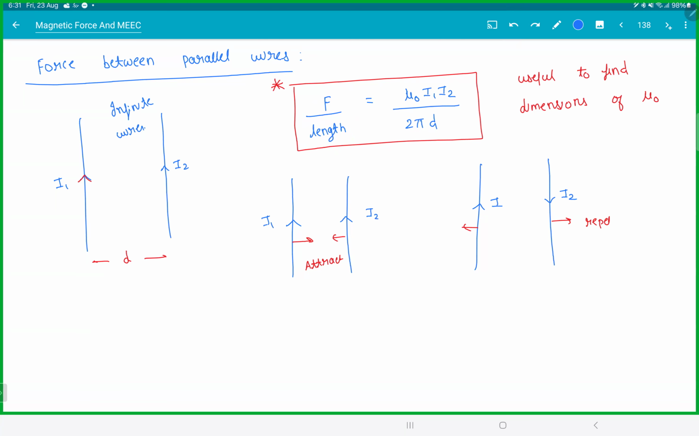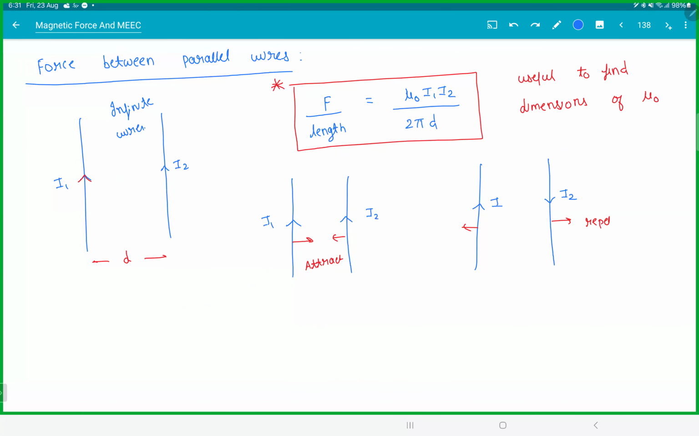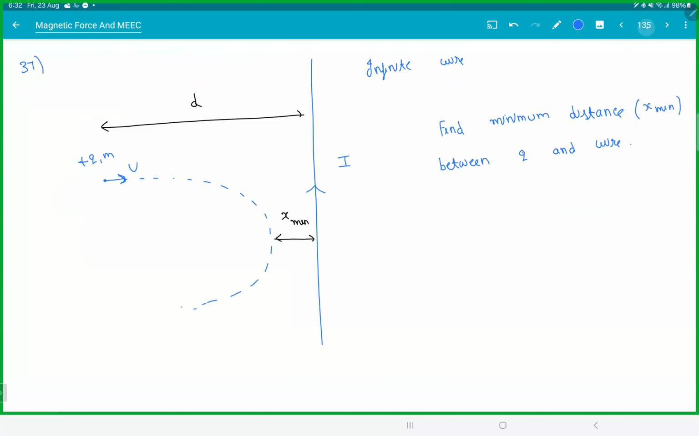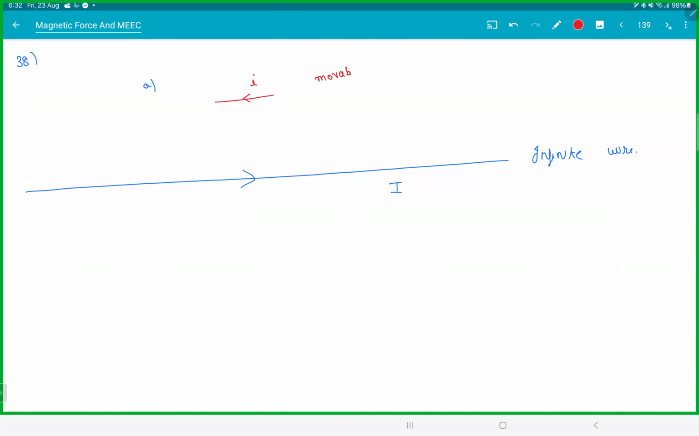Let's see a question. Next one. That is the force per unit length. So we have an infinite wire here, I. So we have two problems here. You kept one wire like this, small I. This is a movable wire. Mass is M. Length is L. Parallel. The distance is D1.